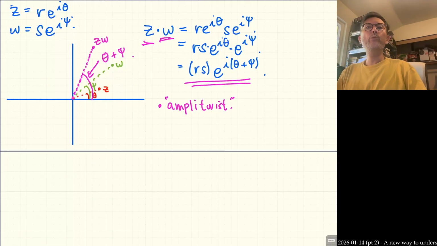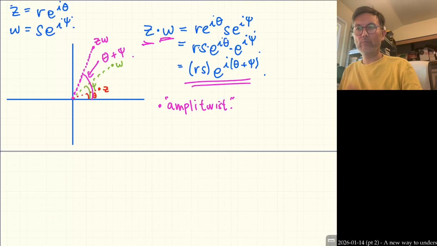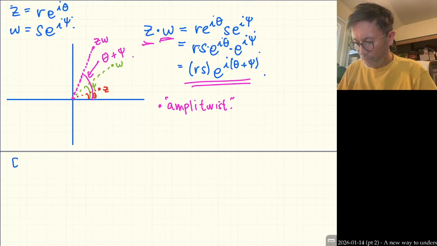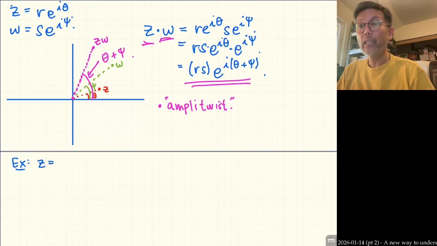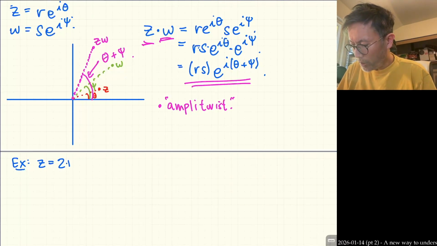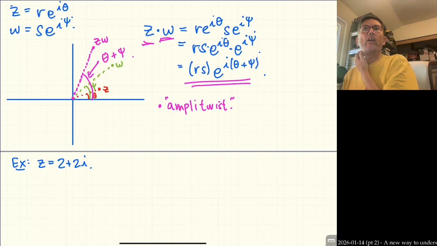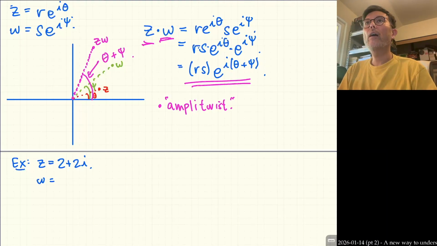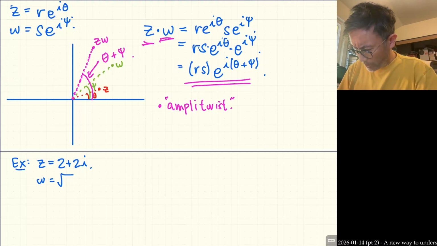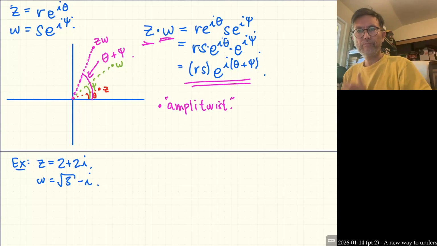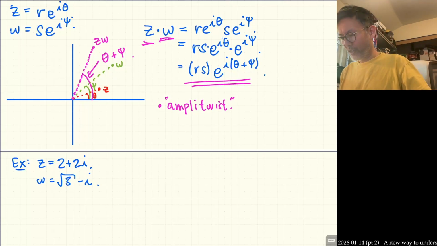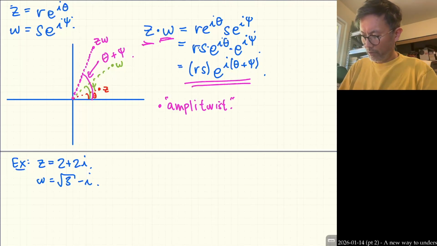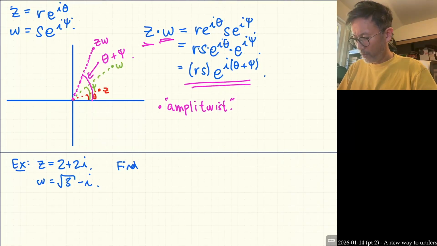All right. Let's just do some calculations to make ourselves feel better about all of this. Let's take z, and I'm going to write it in rectangular form. So let's take z to be 2 plus 2i. And let's take w to be the complex number, how about square root of 3 minus i? All right, you can imagine such a thing. Let's compute the polar forms of each. So first, find polar forms for each.